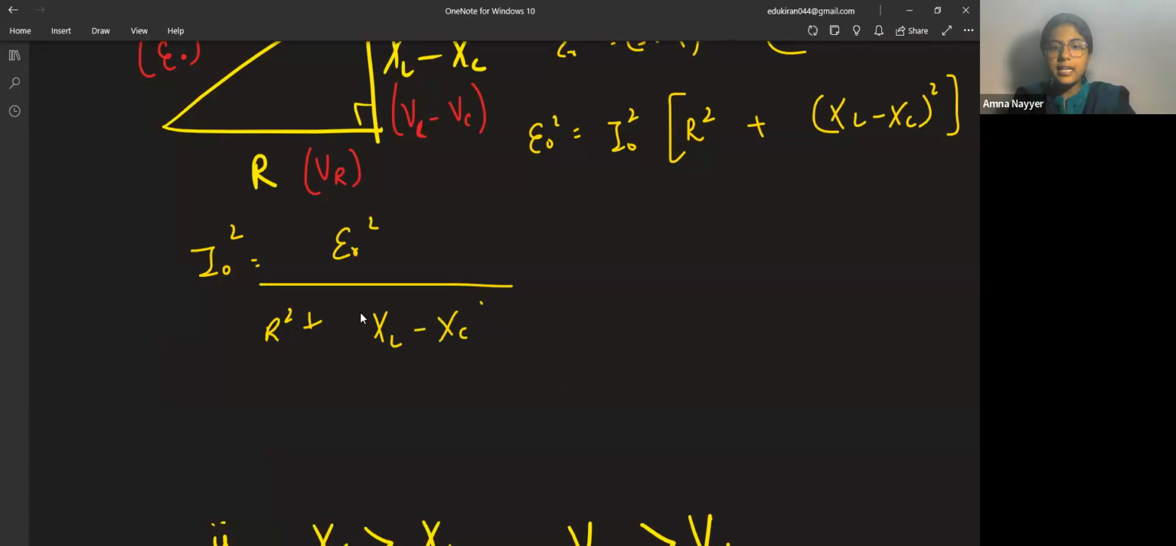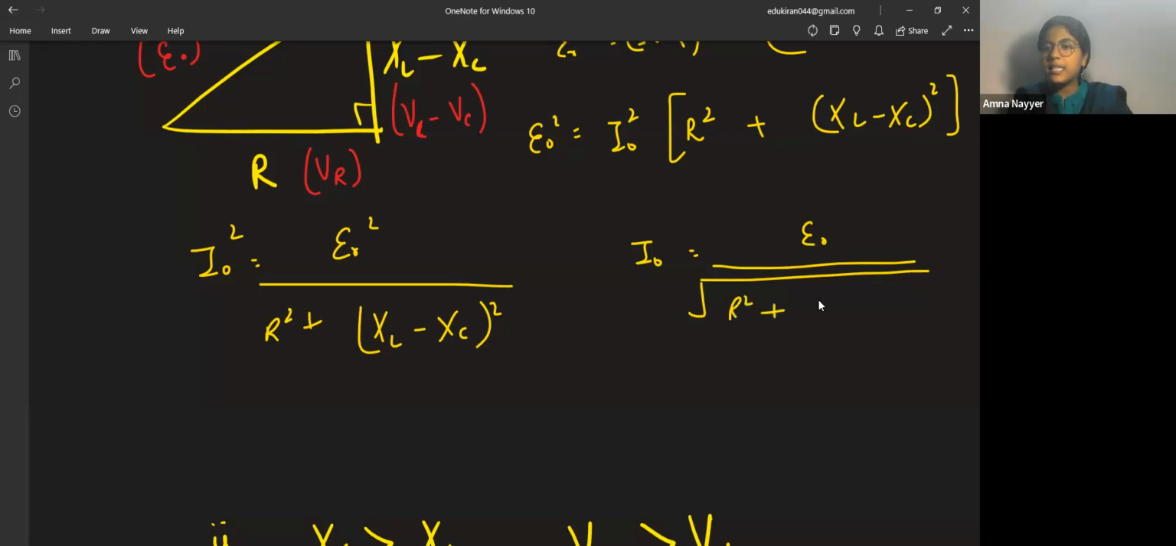XL minus XC whole square. Yes, this is the value. So what is I naught equal to? I naught is equal to E naught divided by under root. Here the square got cancelled, but there wasn't any square. R square plus XL minus XC whole square.